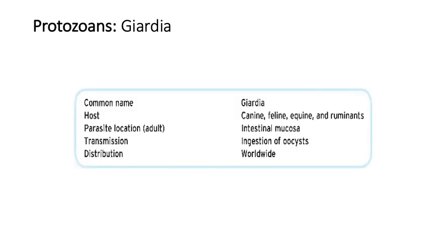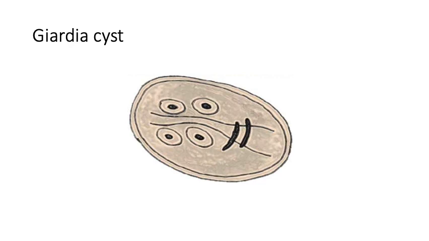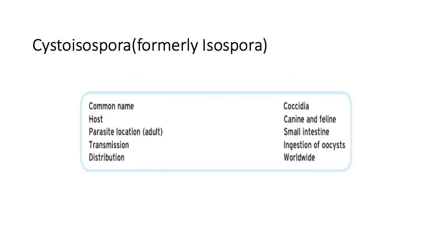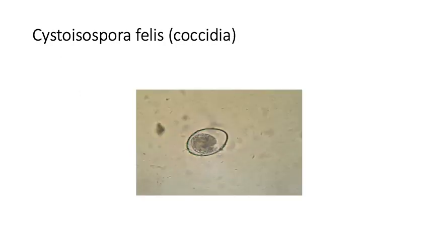Next are the protozoans. So among this is Giardia. This is the picture of Giardia cyst, characterized by 4 nuclei. Next is Cystoisospora, formerly known as Isospora, which is an example of a member under subclass Coccidia. This is the picture of the oocyst of Cystoisospora felis.